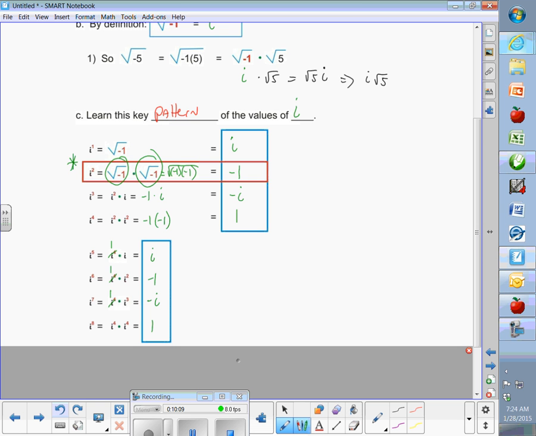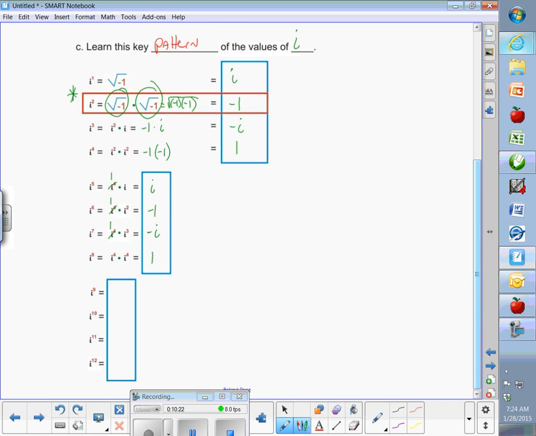So if I asked you what's I to the ninth, what would you say? I hope you would say I. I to the 10th, negative 1. I to the 11th, negative I. And I to the 12th, 1. That pattern just repeats forever and ever. So this is I, negative 1, negative I, 1.